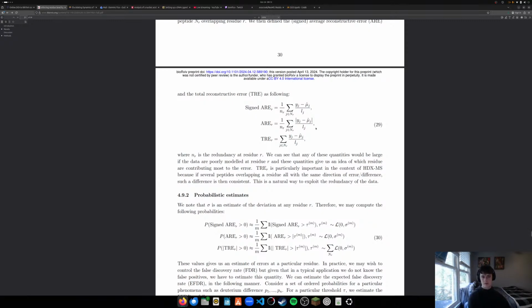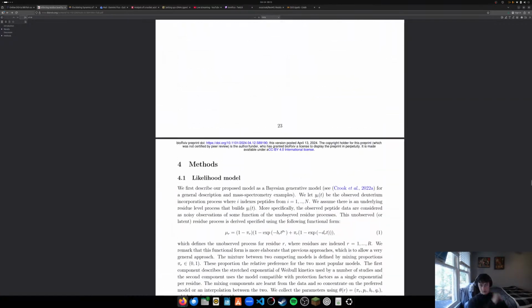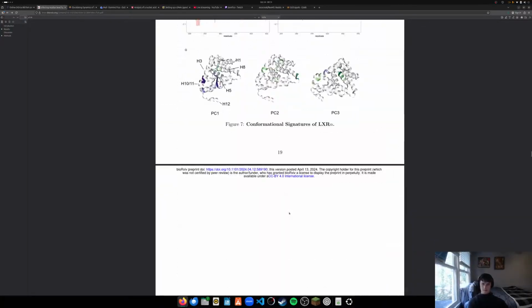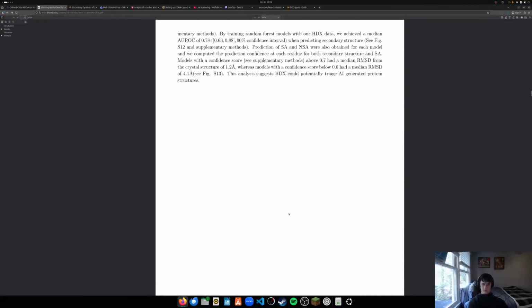I don't necessarily understand this. Because of several peptides overlapping a residue with all the same. I do plan on giving this paper to ChatGPT, so you could probably explain that. Or she, or it. I guess it's it.